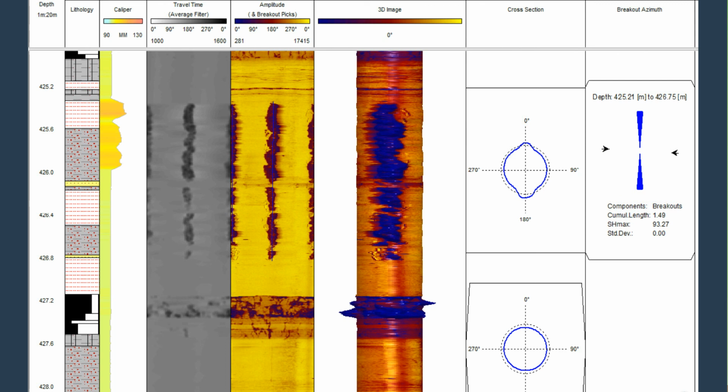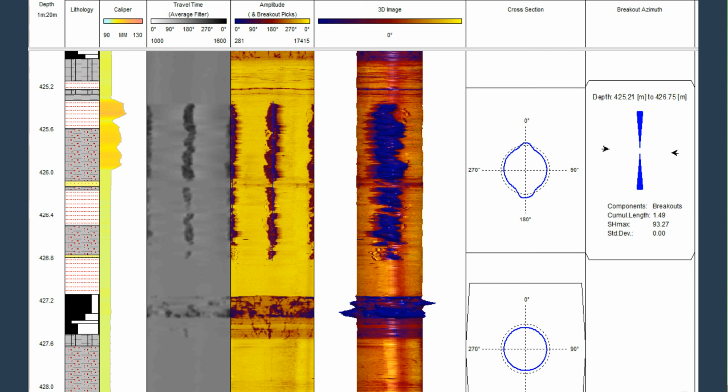The darker colour on the travel time log indicates that the signal has had a longer journey where the borehole has been widened due to breakout. And the darker colour on the amplitude log is a result of the borehole wall being rough and variable where breakout has occurred.